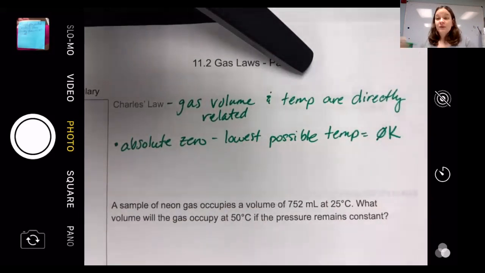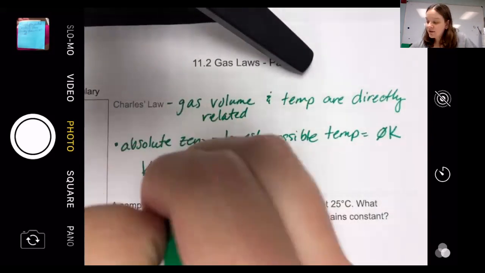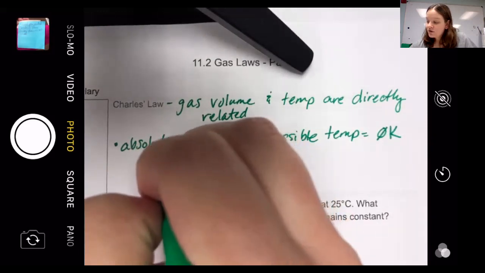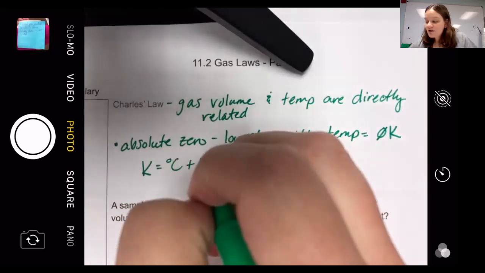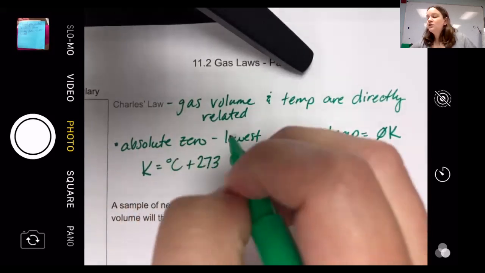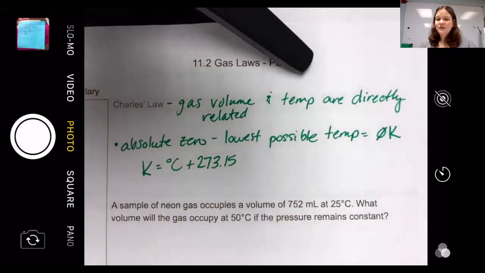Kelvin and Celsius are related scales. Their units are the same size, but there's no negative numbers on the Kelvin scale. So the Kelvin scale is equal to your temperature in degrees Celsius plus 273. Your book says 273.15. I don't care if you do the .15. We can just do 273 and call it good.